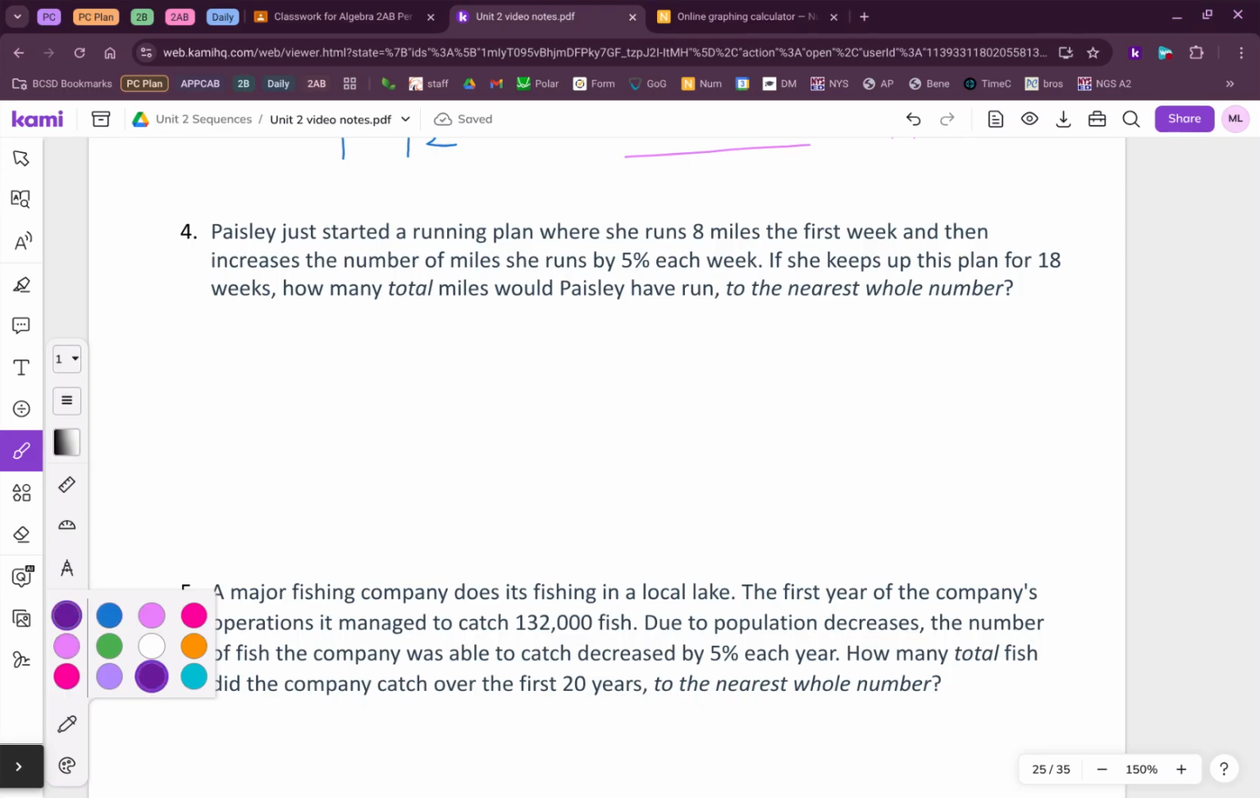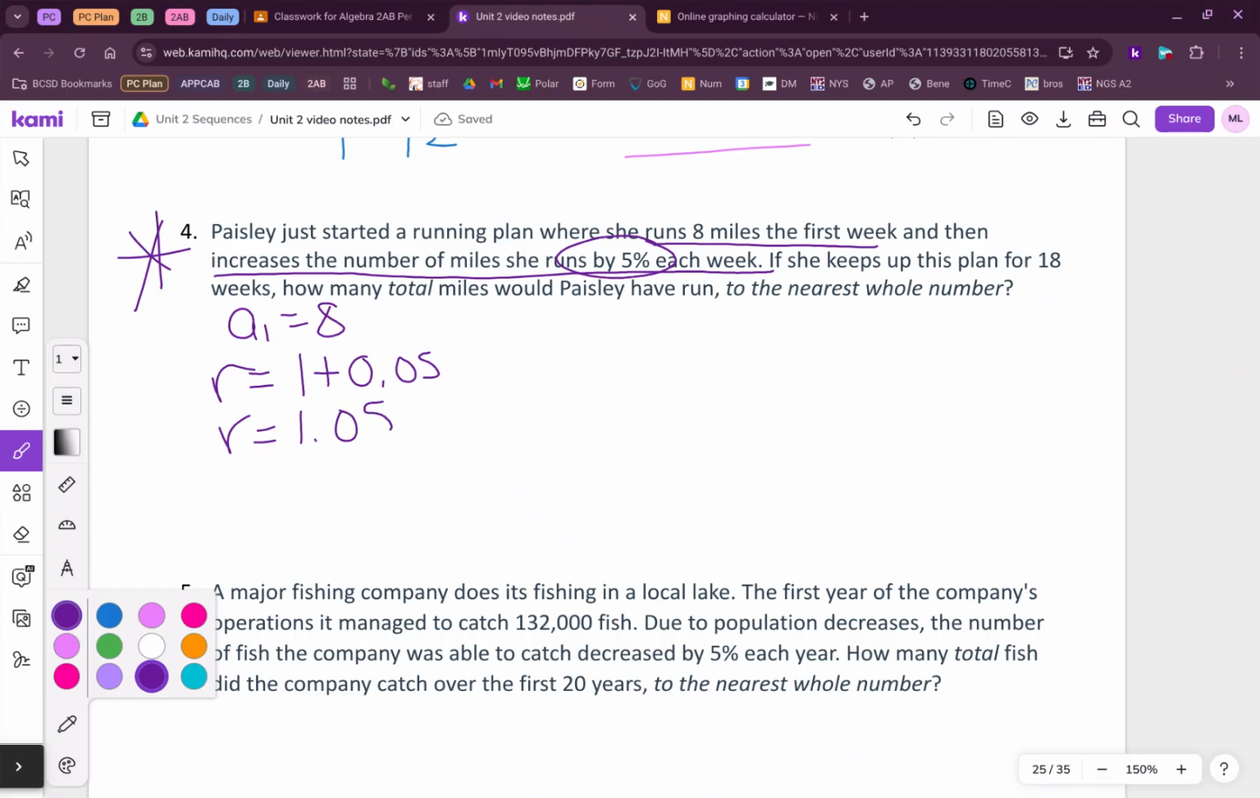All right, little word problem here. Okay, again, a little tricky. Make sure you're paying attention to these because you will see these. So Paisley started a running plan where she runs 8 miles in the first week. That's going to be our first term. Then she increases the number of miles by 5%. When we increase by a percentage, that means we're going to do 1 plus that percent as a decimal. So R is really going to be 1.05. You did exponentials last year, and this is where that comes from. When you increase by a percentage, you have to do 1 plus, and if it was decreasing, you would do 1 minus. If she keeps this plan up for 18 weeks, that'll be our N.